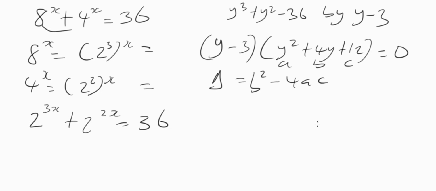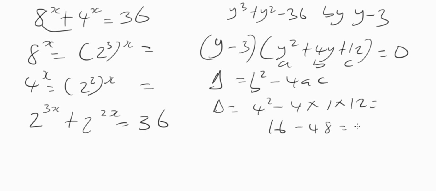Okay, so when you simplify this, the discriminant will be, we have our b is 4, so 4 squared minus 4 times our a is 1 times our c is 12. So this will be 16 minus 4 times 1 times 12, we have 48, which will give you minus 32. Since the discriminant is negative, there is no other real solution for y. So the only real solution is y equals 3.